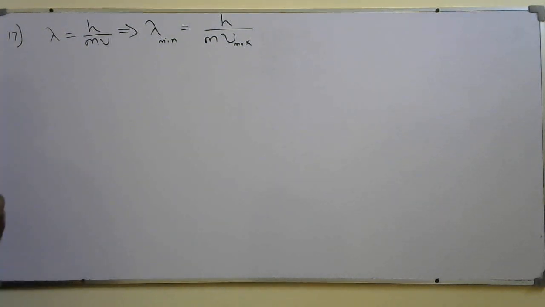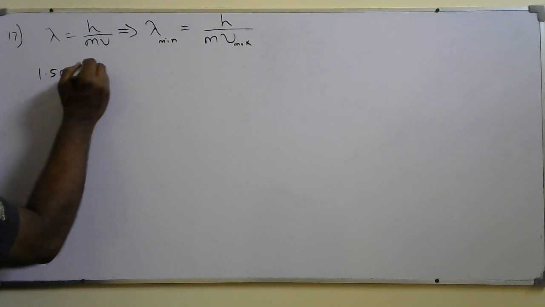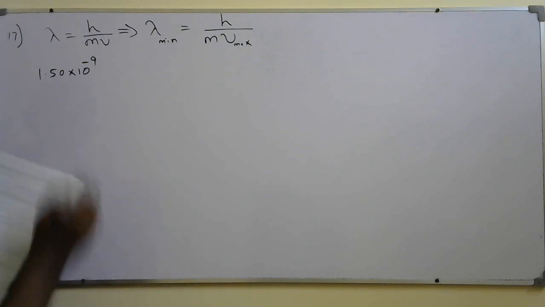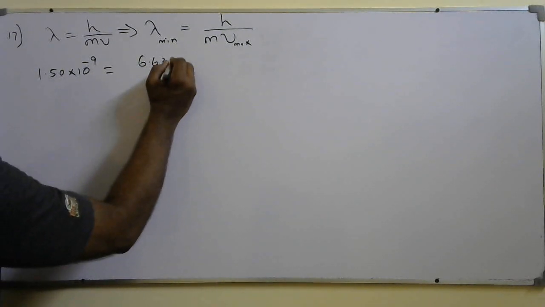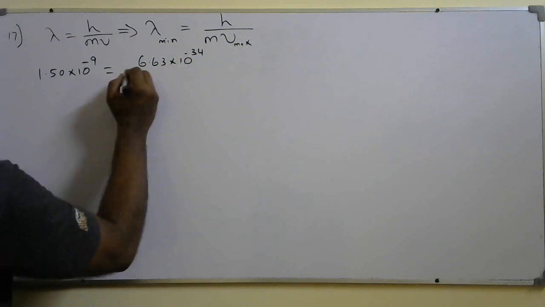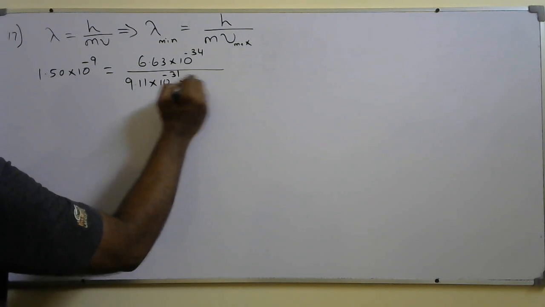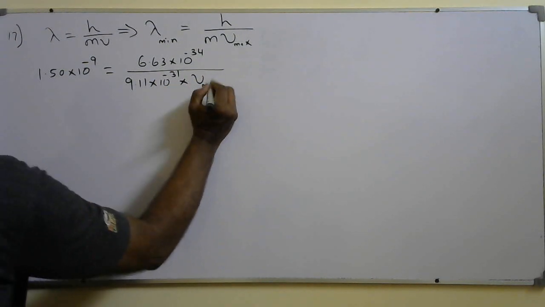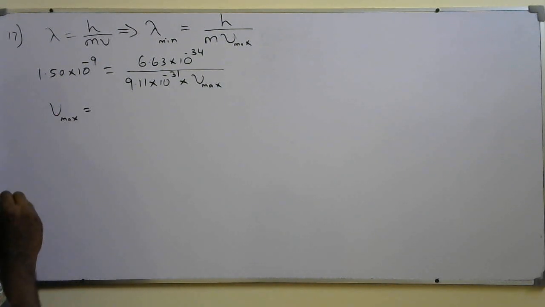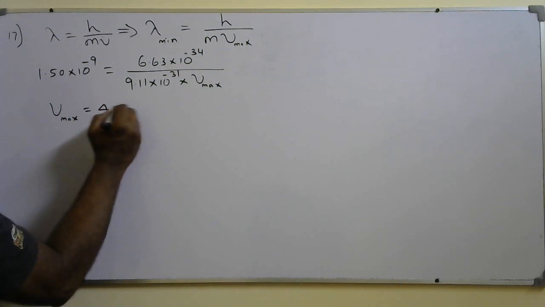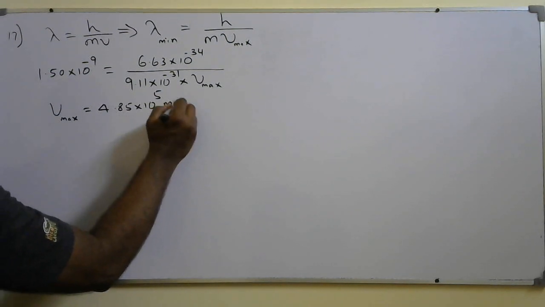So lambda minimum is given as 1.50 times 10 to the power minus 9, equal to the Planck constant given on the data sheet, 6.63 times 10 to the power minus 34, over the mass of the electron given on the data sheet, 9.11 times 10 to the power minus 31, into V maximum. So V max equals 4.85 times 10 to the power 5 meters per second.